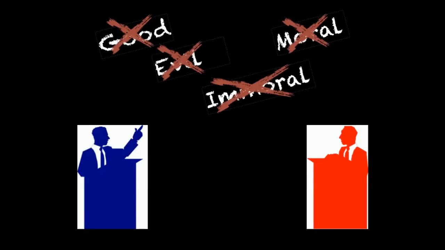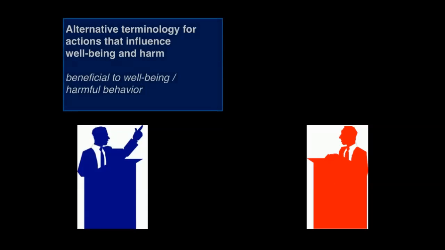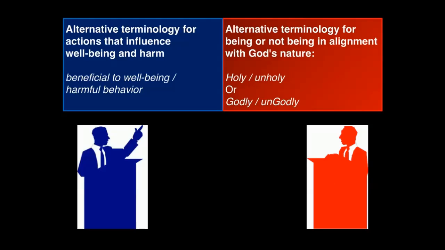If we agree to no longer use the words good, evil, moral and immoral when debating moral issues between theists and atheists, a way of talking past the language barrier is to use different terms for both concepts. For example, concerning secular morality, we could use terms like harmful and beneficial to well-being. Concerning theistic morality, we could use terms like holy and unholy or godly and ungodly.